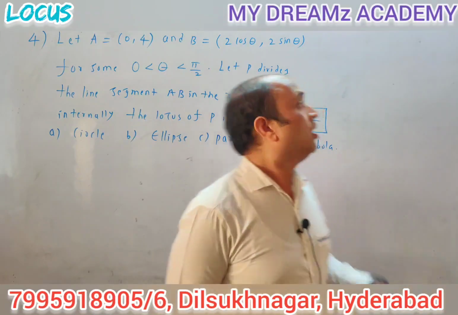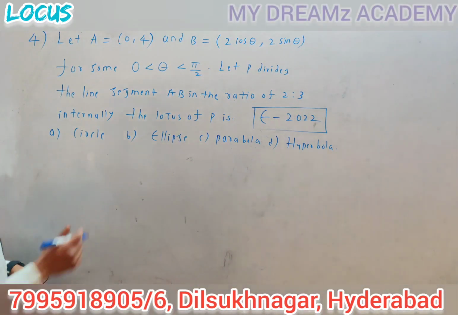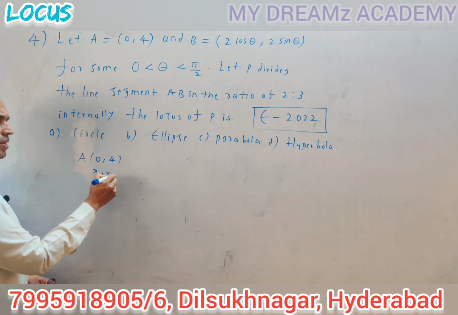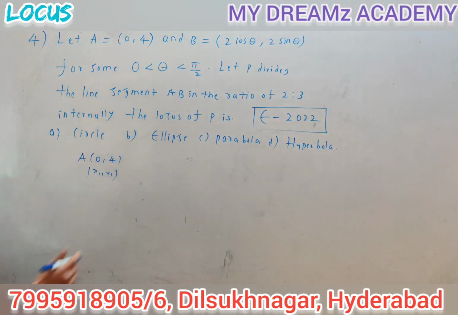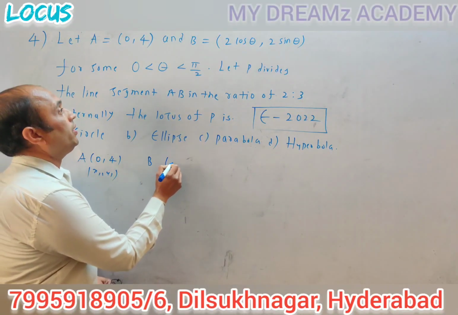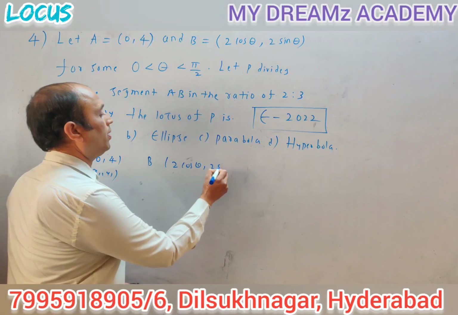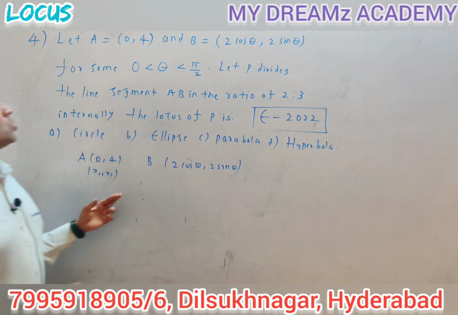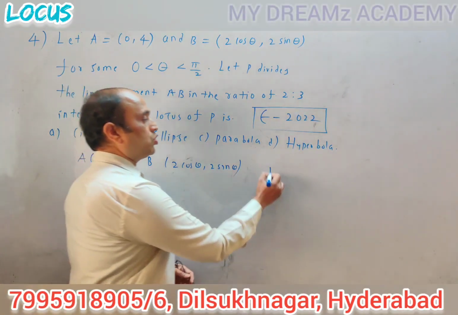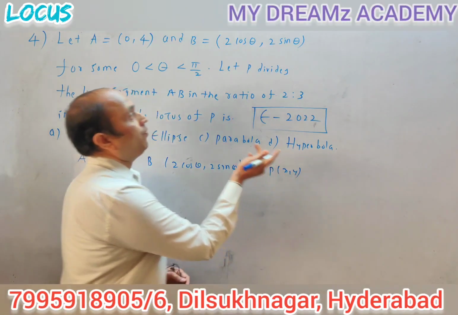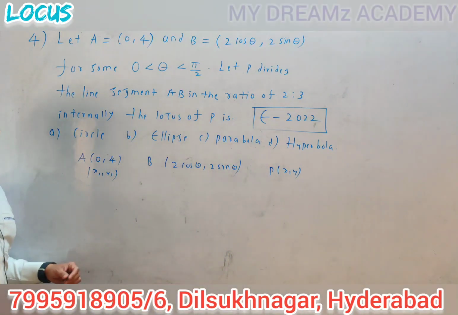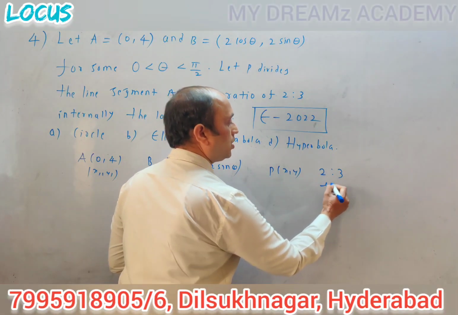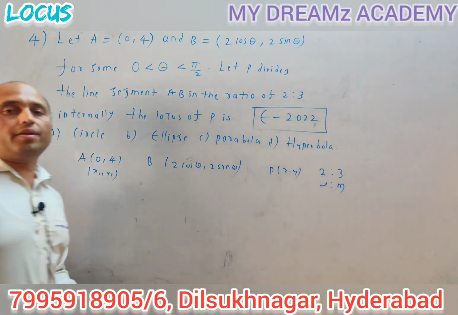So here, the given conditions are A is equal to (0, 4), this is x1, y1. This is also a basic question. B is (2 cos theta, 2 sin theta). Now assume that P is (x, y), which divides AB in the ratio 2:3 internally. The ratio is also given, 2:3, that is l:m, an internal ratio.